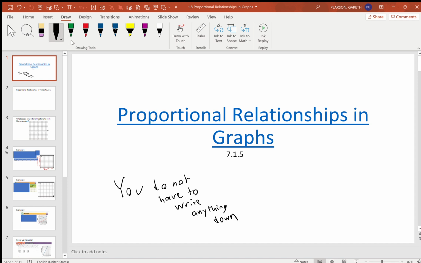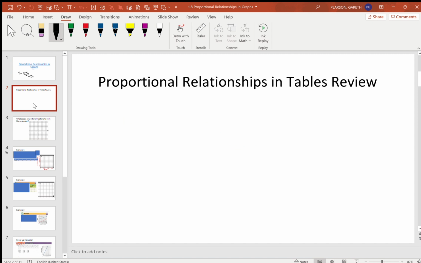Okay, so before we start with proportional relationships and graphs, let's do a brief review on proportional relationships and tables. There are two things you need to remember. The first one, of course, is the magic fraction. It will always be the same as the one thing I ask you to memorize: y divided by x, y over x, okay?